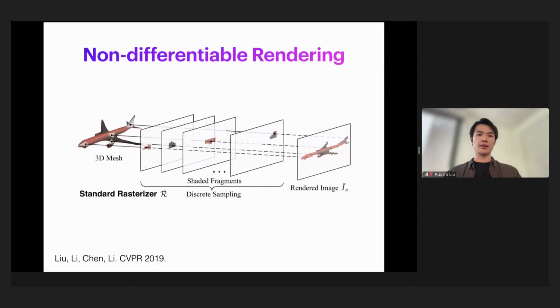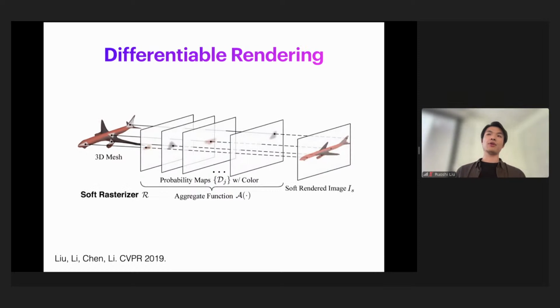And here's a 2019 work, which is a good example of differentiable rendering. In the standard rasterizer in a graphics engine, the way you render an image is you project all the triangles of this 3D mesh towards your camera or your image plane, and then you find the closest triangle to each pixel, and you copy the color there. And this copying process is apparently not differentiable.